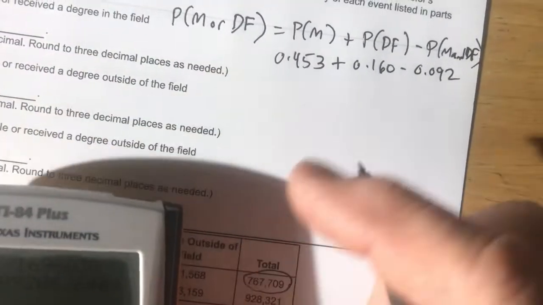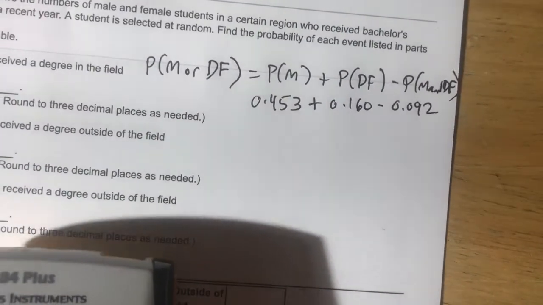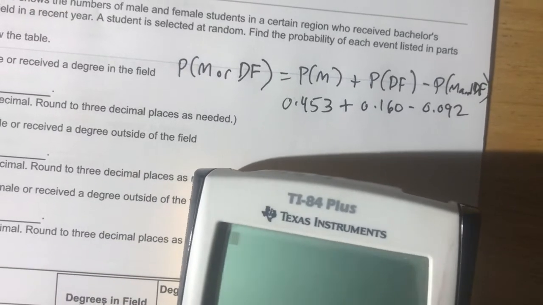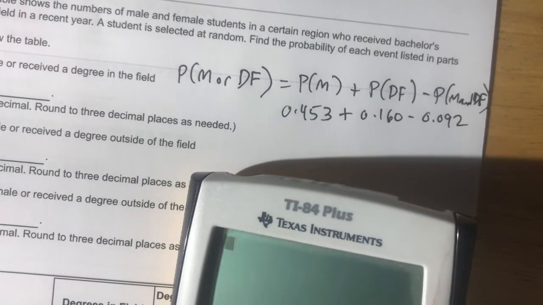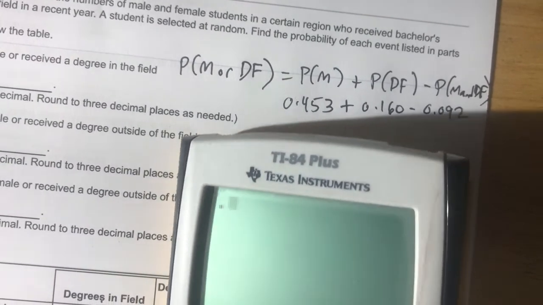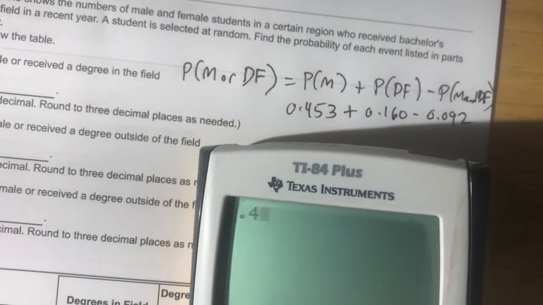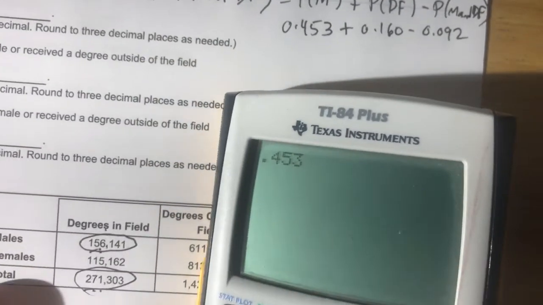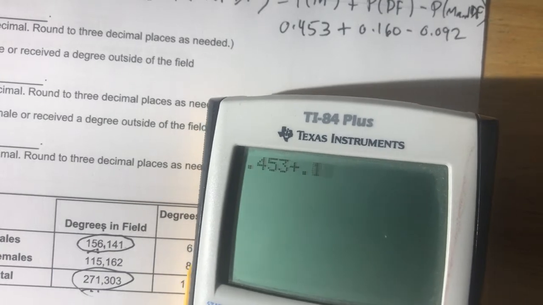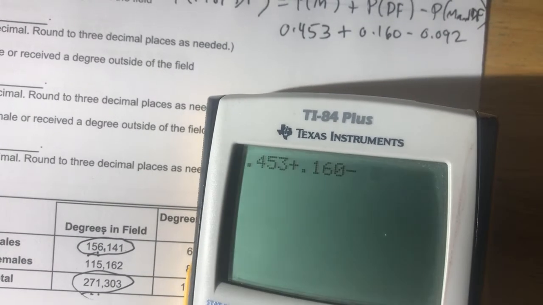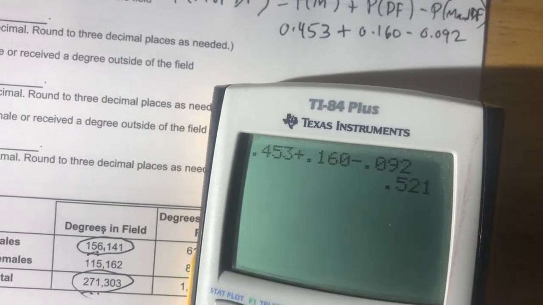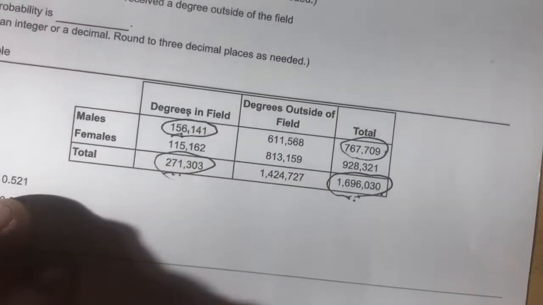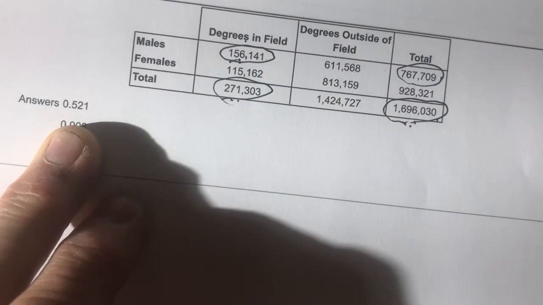Now, so I just add these and subtract that one. 0.453 plus 0.160 minus 0.092. And I get this here, 521. And you can see that's my answer down here, 521.